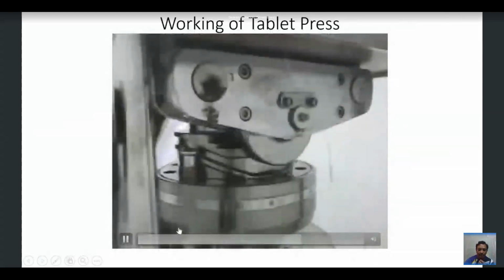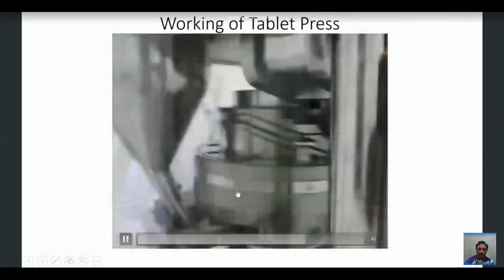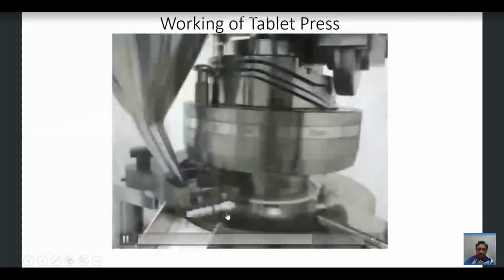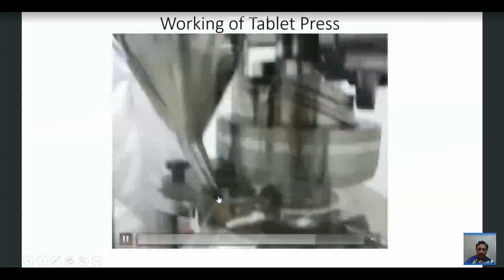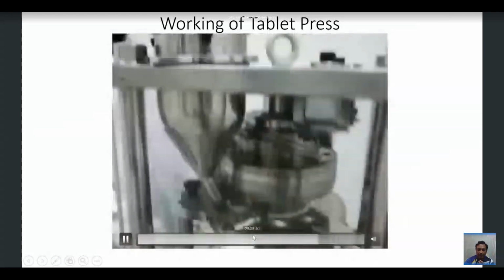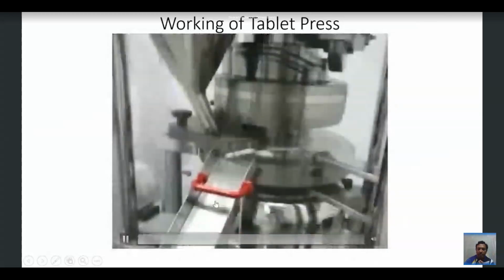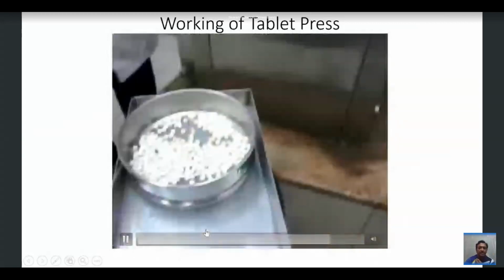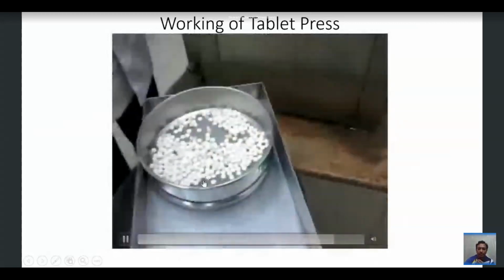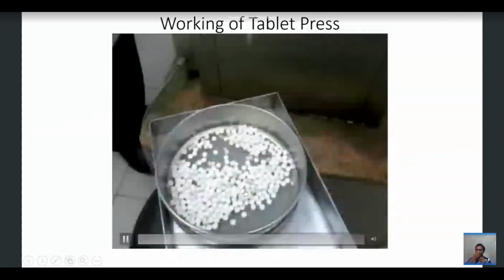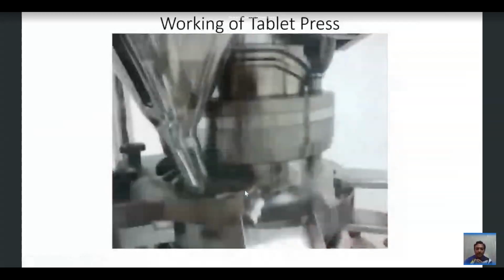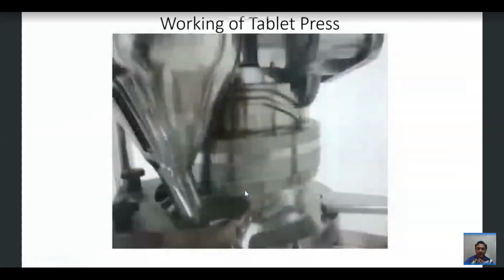Can you see here? The tablets are slowly being ejected by the ejection blade, and they are being collected in the collection chamber. Here the tablets are being collected into the sieve, so that the tablets are de-dusted simultaneously. Thereby you get polished tablets. So this is how the entire working of the tablet machine takes place.